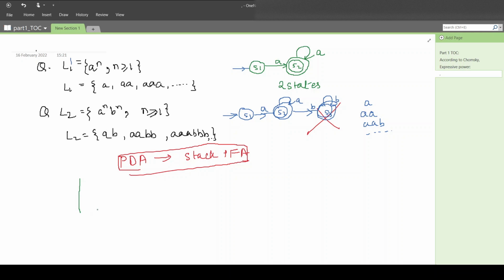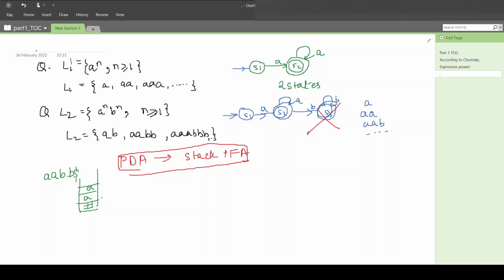We'll represent the start of the string as hash, and we'll start entering A's. Like our string is given as a b b. At the end of the string, we'll put a dollar sign, which represents that it is the end of the string.